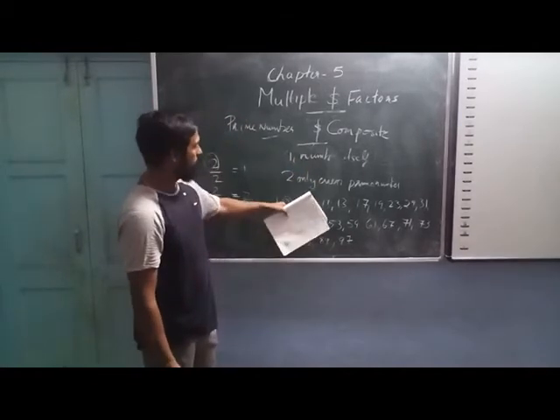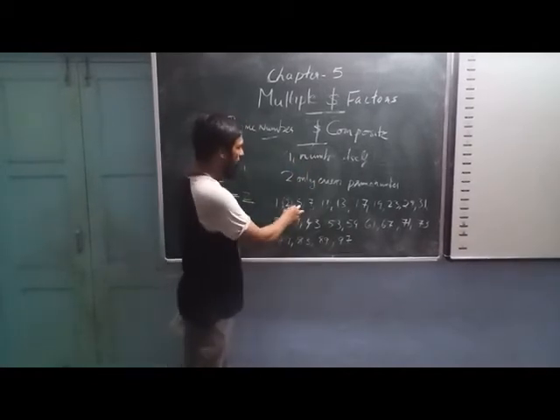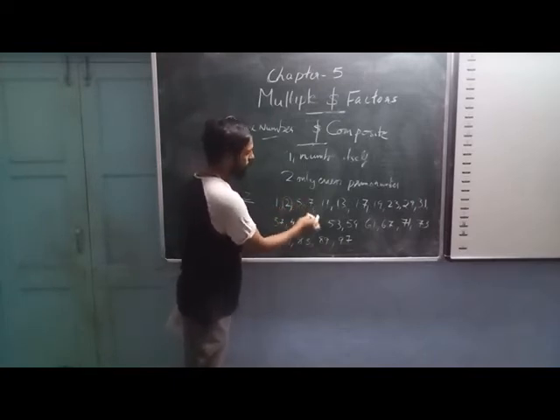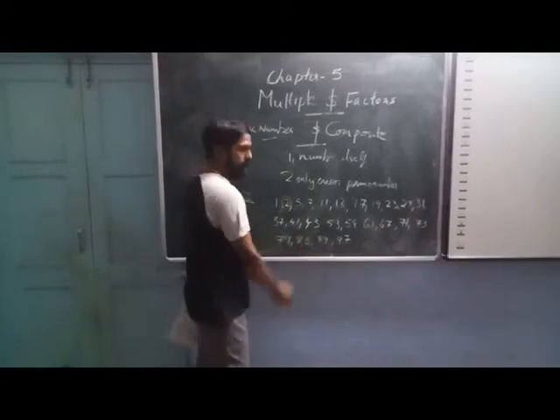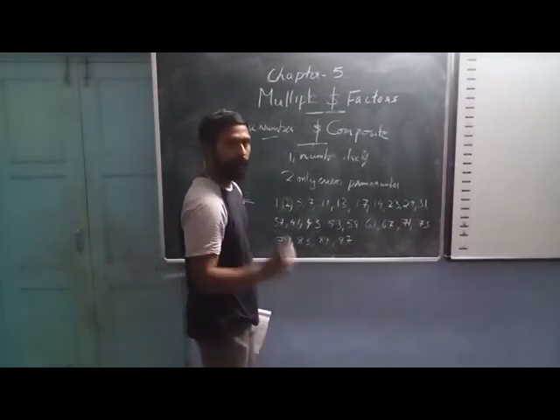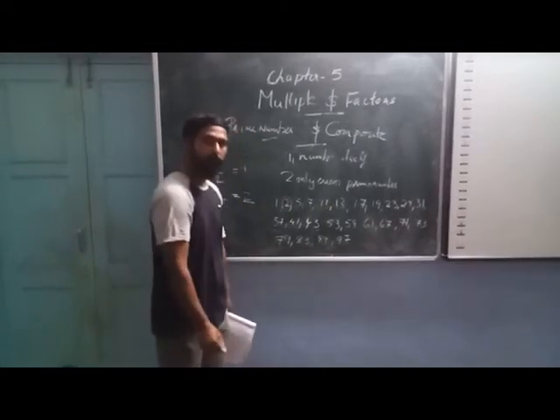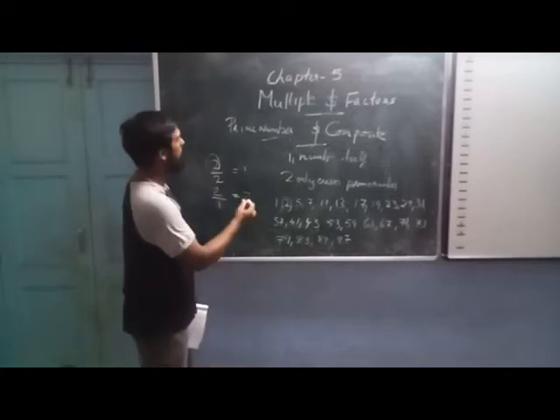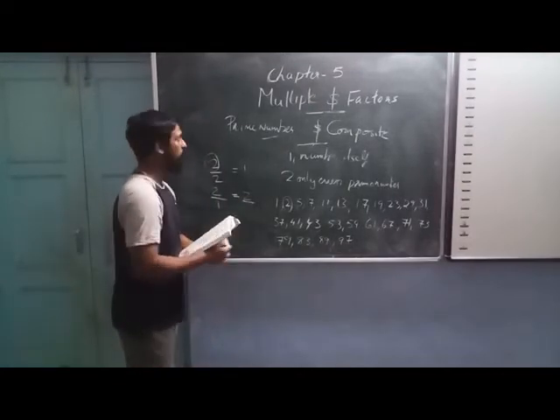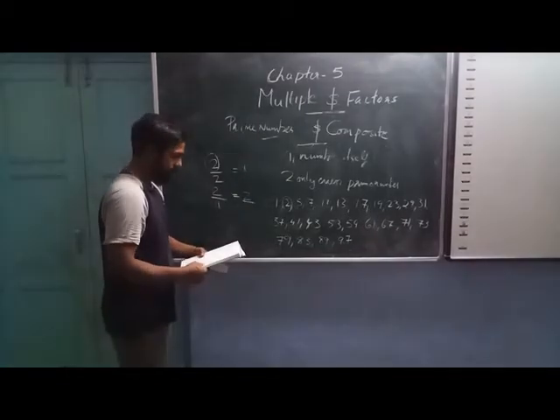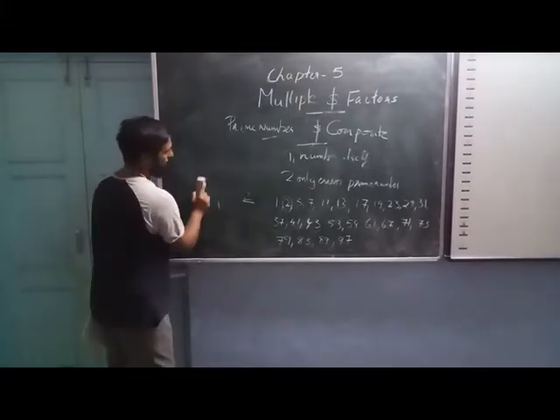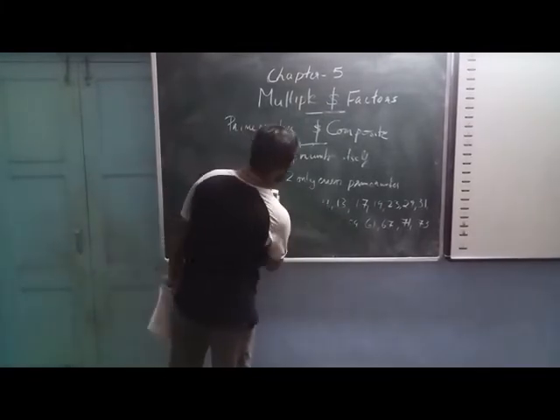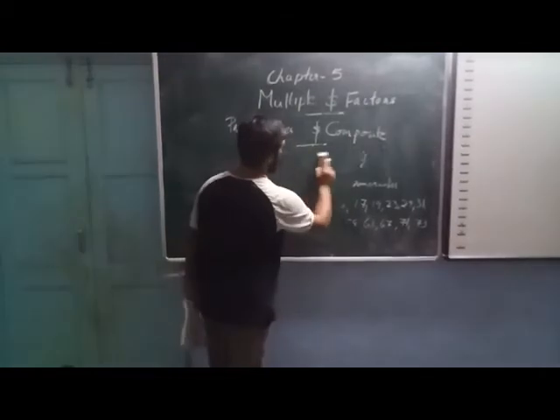For example, 5 can be divided only by 5 and 1. 7 can be divided only by 1 and 7 itself. 43 can be divided only by 43 and 1. And 89 can be divided only by 89 and 1. So such numbers are called prime numbers. Okay, so you understand what prime numbers are. Now let us see what composite numbers are.